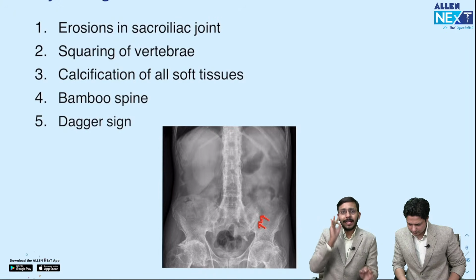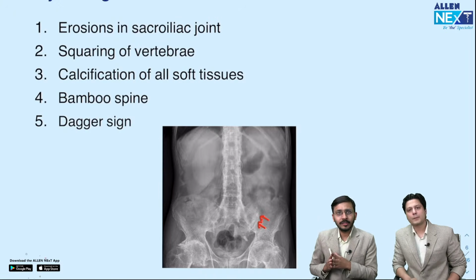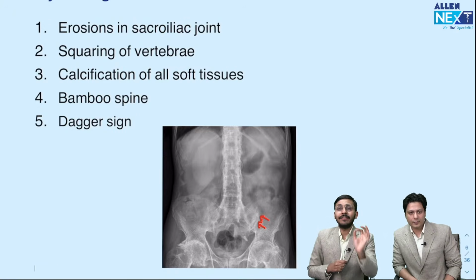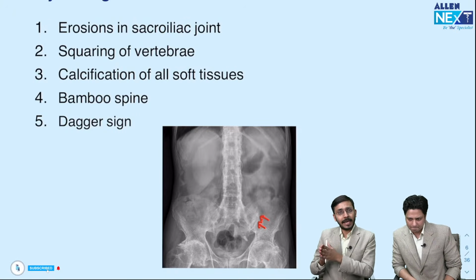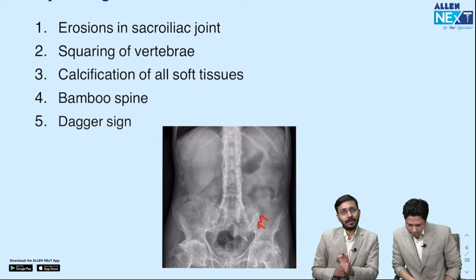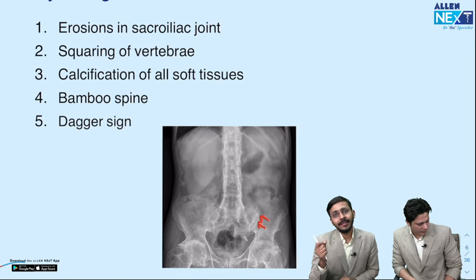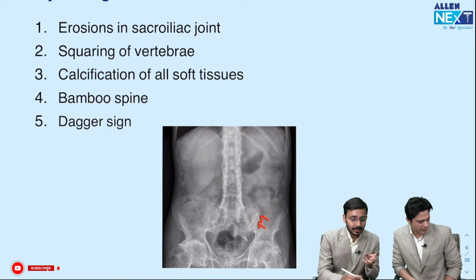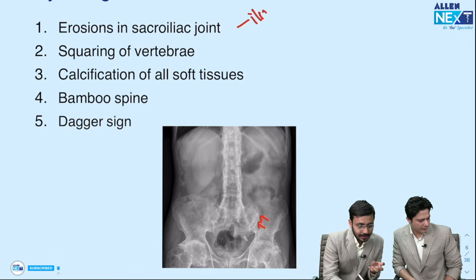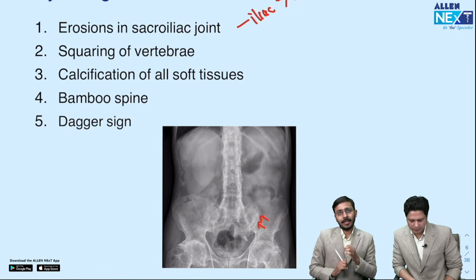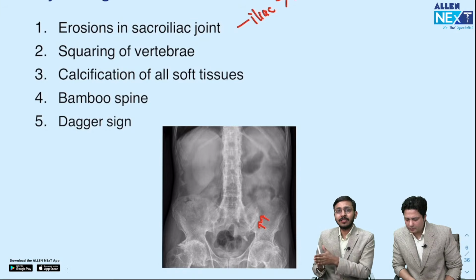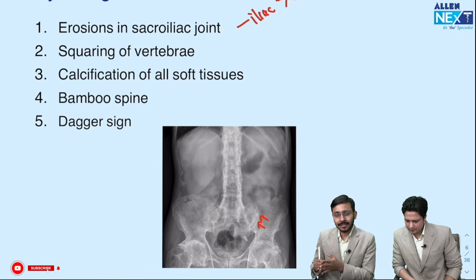So remember, SI joint involvement in ankylosing spondylitis is an early feature. Even when the spine is normal, the bilateral SI joints are involved. Okay, earlier than the spine. And in the SI joints, just an extra pointer, the iliac side is involved more than the sacral side. The iliac side of the SI joint is more commonly involved than the sacral side.